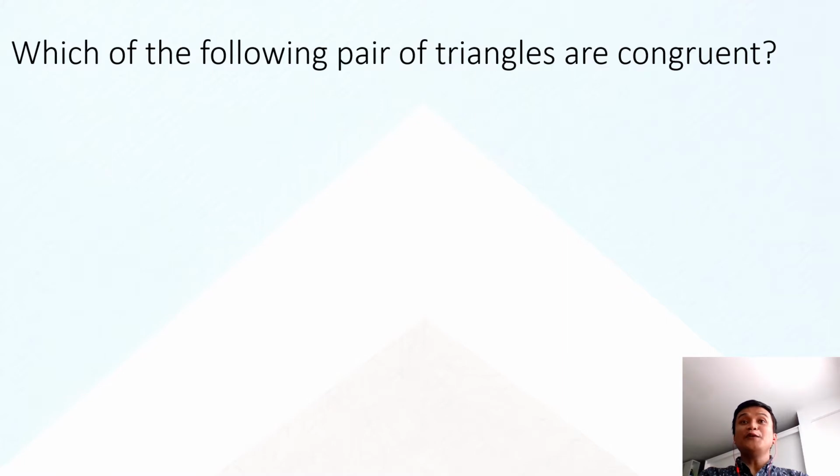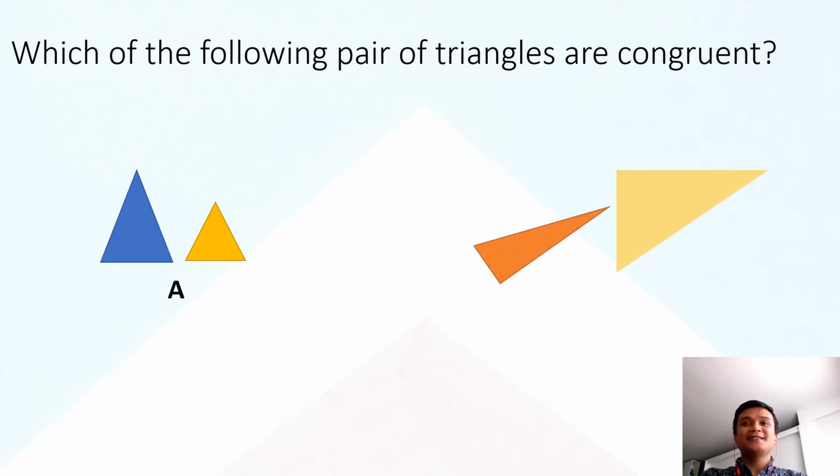Which of the following pairs of triangles are congruent? Is it letter A, letter B, or letter C? I will give you 5 seconds to think about the answer. I know you can do it. Good luck. Your time starts now. 5, 4, 3, 2, 1.